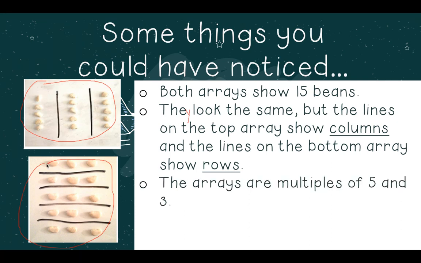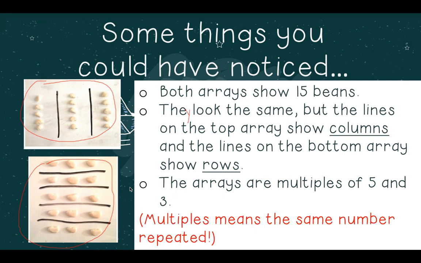And then the arrays are multiples of 5 and 3. So in some way, we have the number 5 and the number 3 in this array because it's 3 columns, and then 3 columns of 5. And in this array, it's 5 rows of 3. So it's multiples of 5 or 3. If you don't know what that word multiple means, it means it's the same number repeated, okay? You just take a number or an object and you create it over and over, or you repeat it over and over.